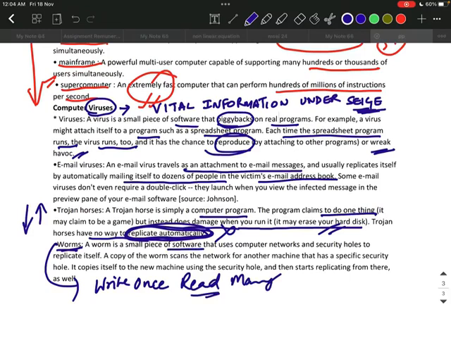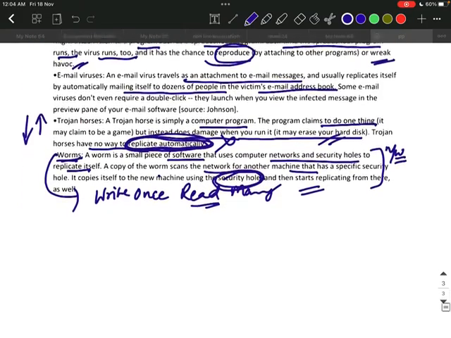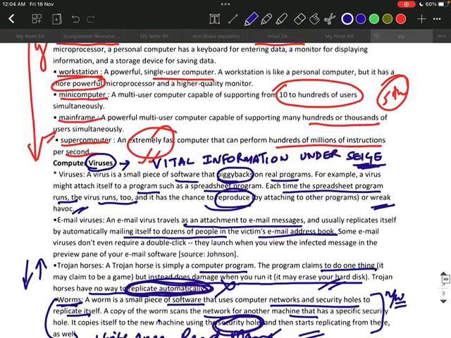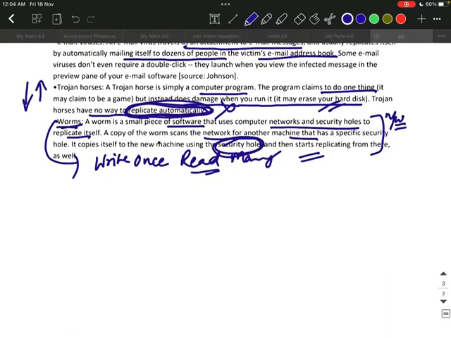So again, it is a small piece of software that uses the computer networks and security holes to replicate itself. A copy of a worm scans the network. Now this is done with the help of the network. ये अपना रास्ता नेटवर्क के थ्रू से ढूंढता है, एक मशीन से दूसरी मशीन में, दूसरी मशीन से तीसरी मशीन में, एटसेट्रा. तो नेटवर्क से रास्ते ढूंढने को हम बोलते हैं सिक्योरिटी होल्स. So it breaks the security holes and it starts replicating from there so that a havoc could be created, right?